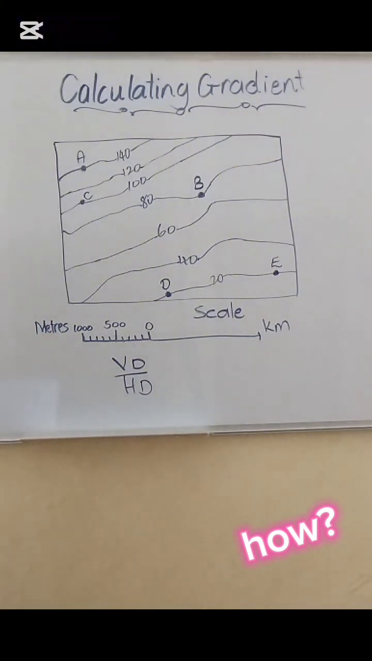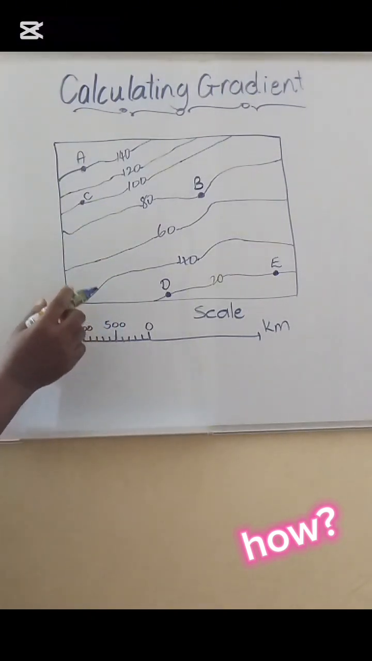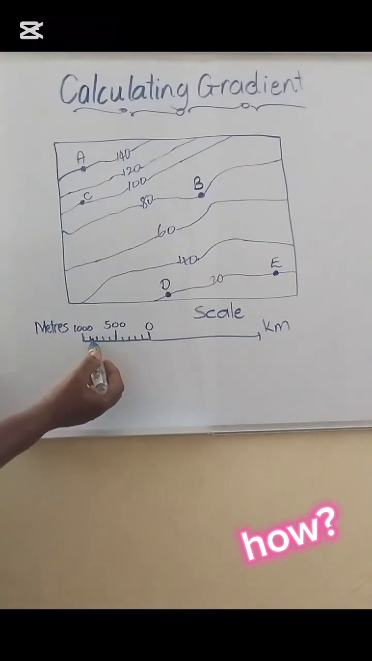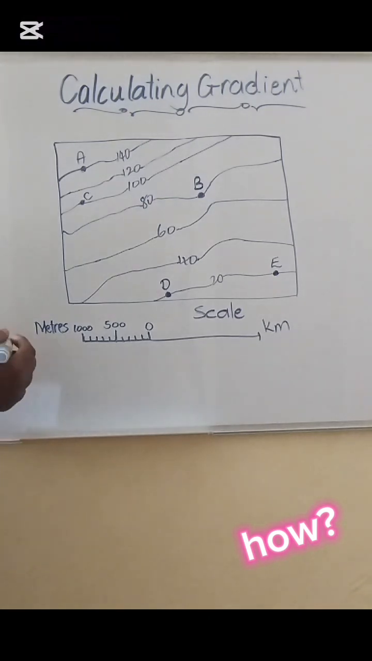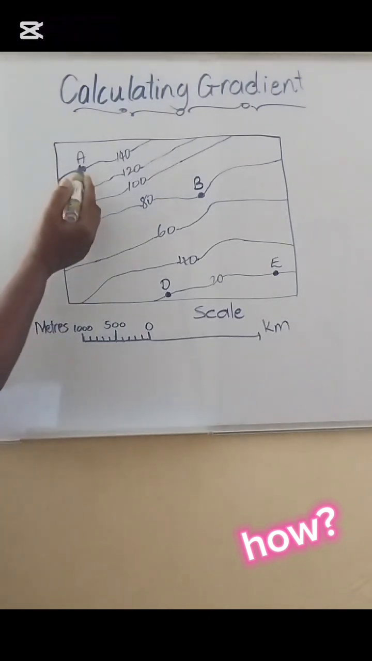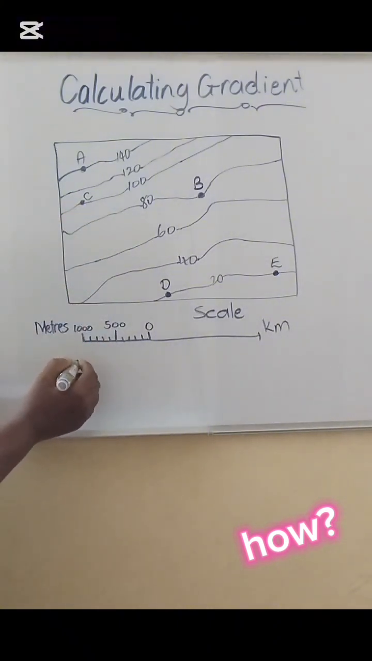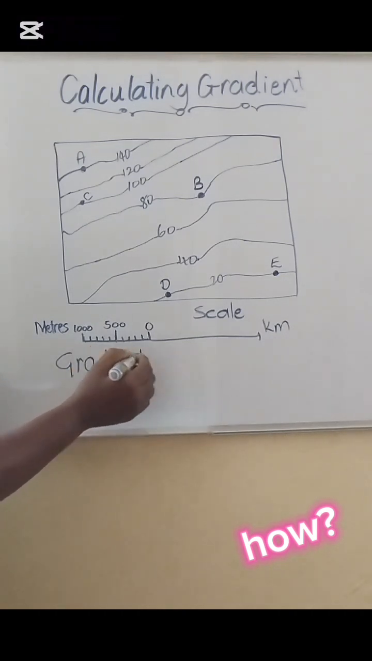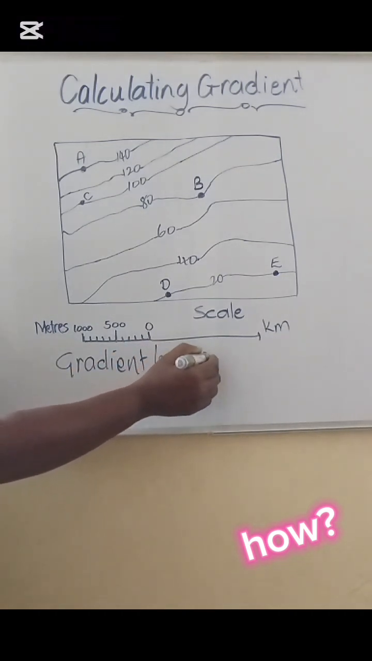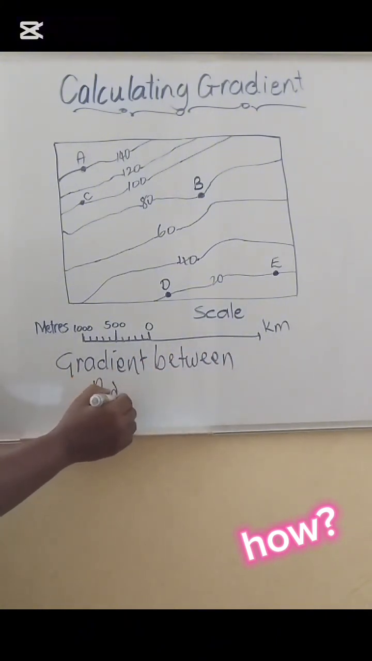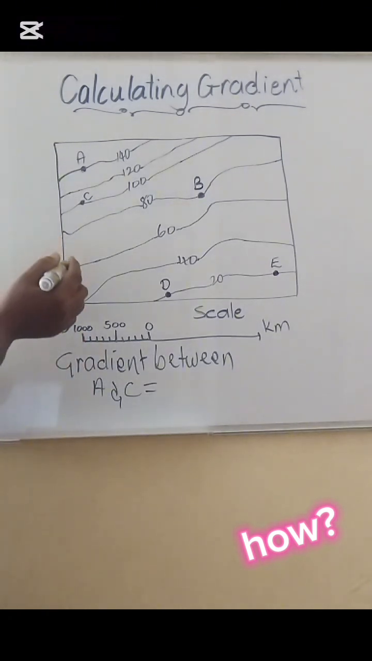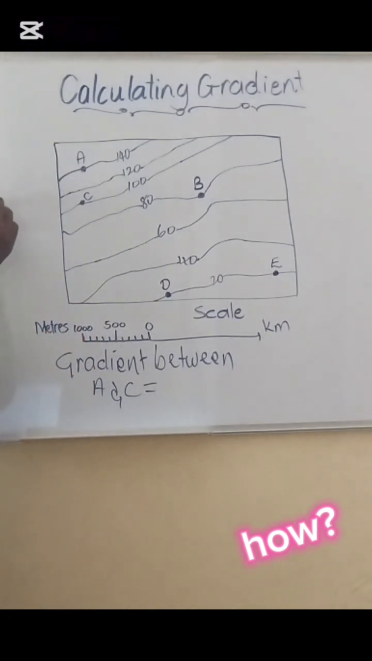Okay? So if we work with an example, there is nothing here that is drawn to scale. I just have an example of what a scale would be like, so we can work with it right here. So there's nothing drawn to scale. So if we're looking at calculating the gradient between A and C, so the vertical distance now, VD would be what?